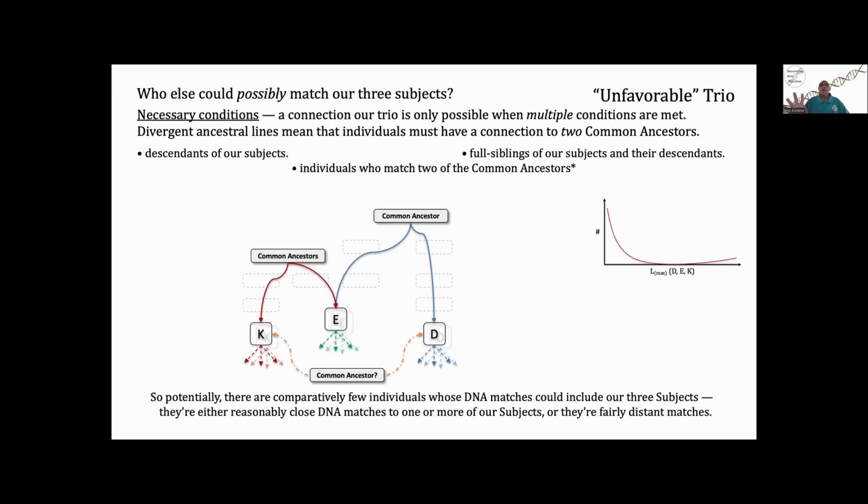And you can see in the graph at right, if we were to take a census of the individuals who match all 3 elements of an unfavorable shared match trio, we see very few close matches. These are individuals who share a large number of centimorgans with at least 1 of our subjects. Then the number of individuals matching all 3 of our elements falls off quickly in the middle centimorgan range, and then it climbs back up on the left corner of the graph there, where distant matches are concerned.